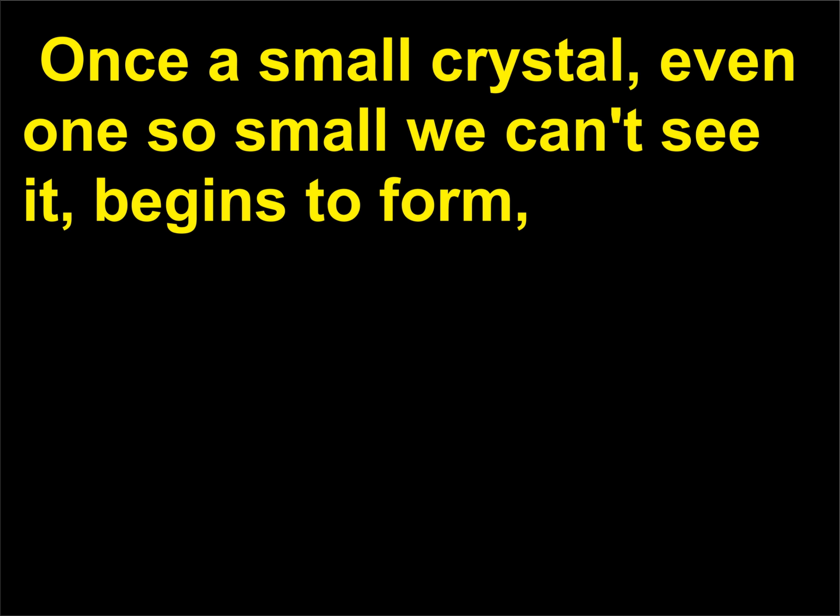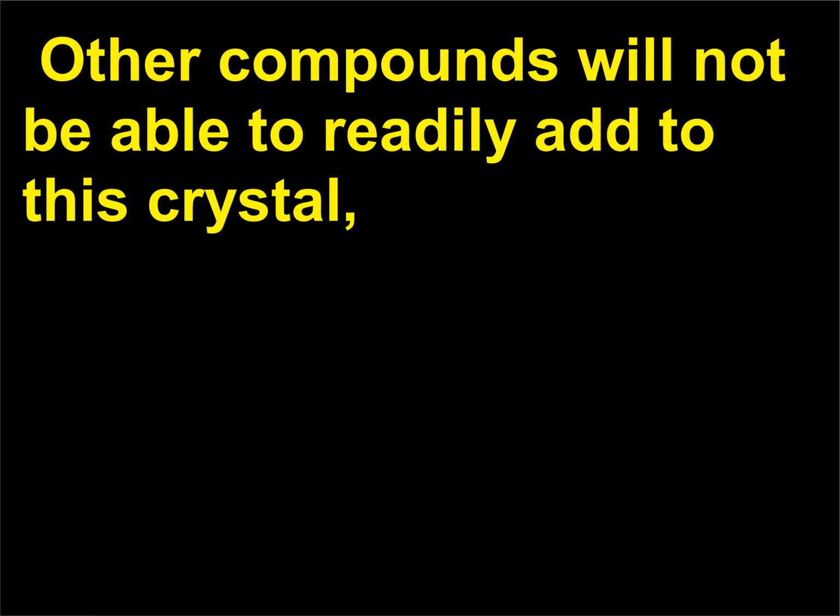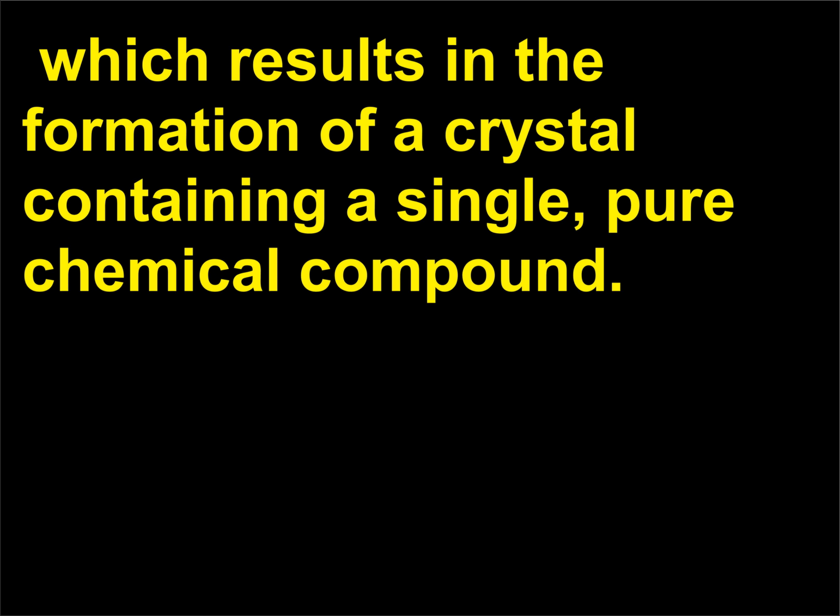Once a small crystal, even one so small we can't see it, begins to form, it is relatively easy for other molecules of the same compound to add to the crystal. Other compounds will not be able to readily add to this crystal, which results in the formation of a crystal containing a single, pure chemical compound.